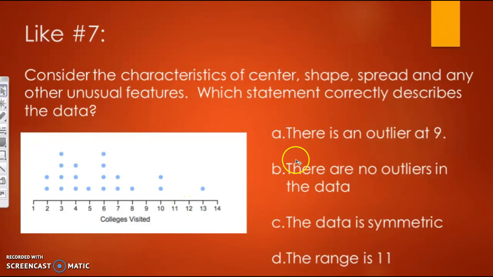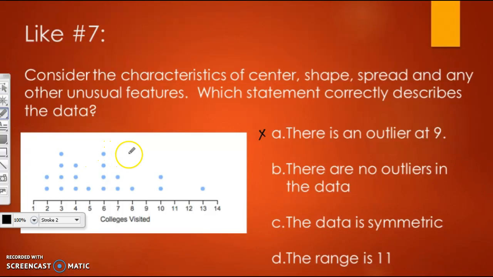Okay. All right, so here's our choices. It says there's an outlier at 9. Well, when I look at 9 right here, I don't see anything. So I don't believe that to be true. There are no outliers in the data. Well, again, I'm not really sure I believe that because most of our data, if we look carefully, is collected right in this area. These here at 10 aren't too far away, but this guy at 13, he's just kind of off by himself. So I don't think that's true either. I believe that there is an outlier at 13.